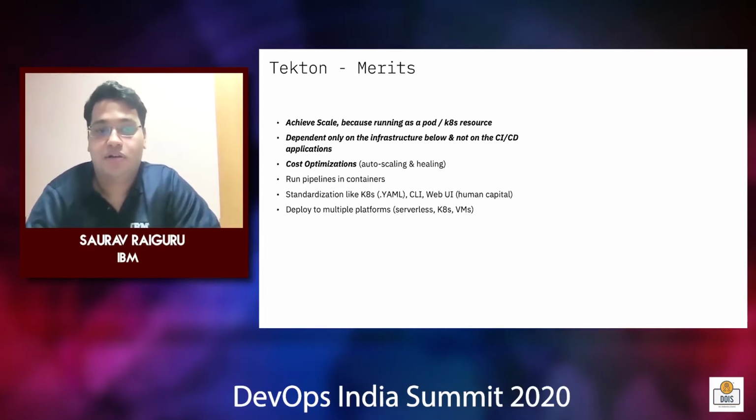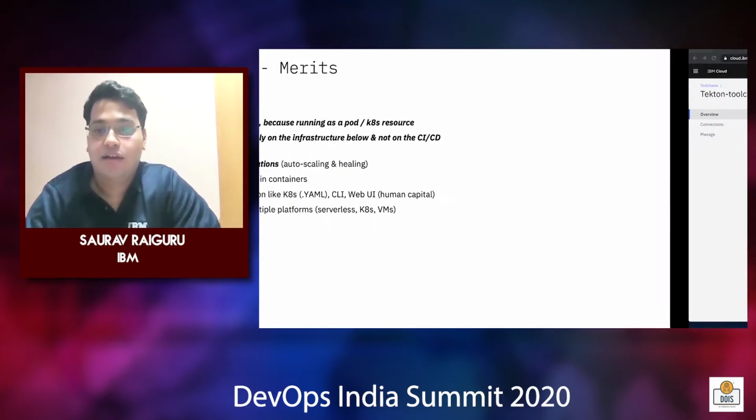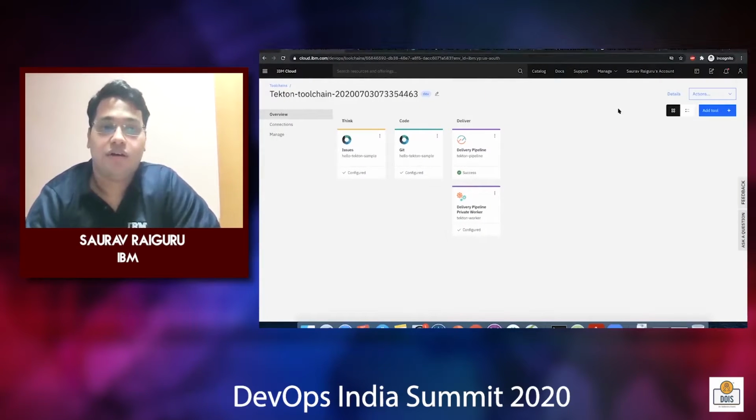So at this point, I'd like to take you through a quick walkthrough of a Tekton pipeline on IBM Cloud, which would look something like this. There is something on IBM Cloud called the toolchain. Toolchain is a service that helps us integrate all of these different integration tools to create an entire pipeline.